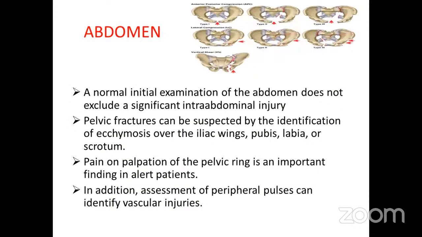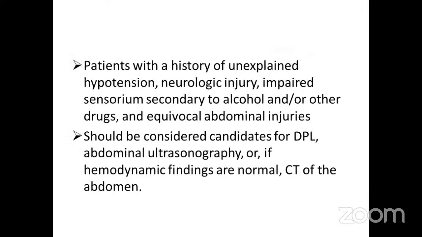And coming to the abdomen, the abdomen can be a major source of bleeding. So a normal initial abdominal examination does not exclude a significant intra-abdominal injury. Pelvic fracture should be suspected by ecchymosis over the iliac wings, pubis, labia, or the scrotum. Pain on palpation of the pelvic ring is an important finding in an alert patient. In addition, assessment of the peripheral pulses is very important. This helps us in finding any vascular injuries.